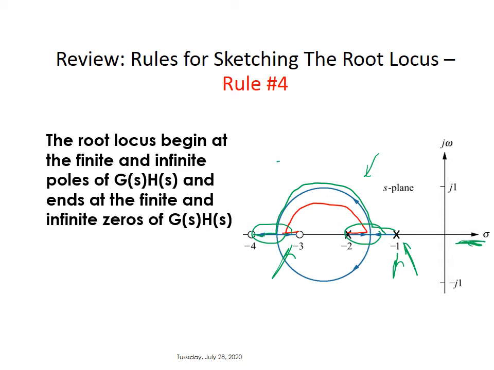It's the easiest one and it's the most obvious one. So what is the rule? Again, the rule is root locus begins at finite and infinite poles. So it begins at poles and it ends at finite and infinite zeros. So it ends at a zero.